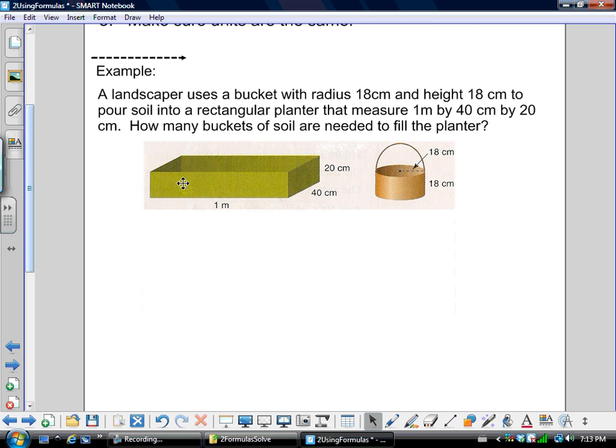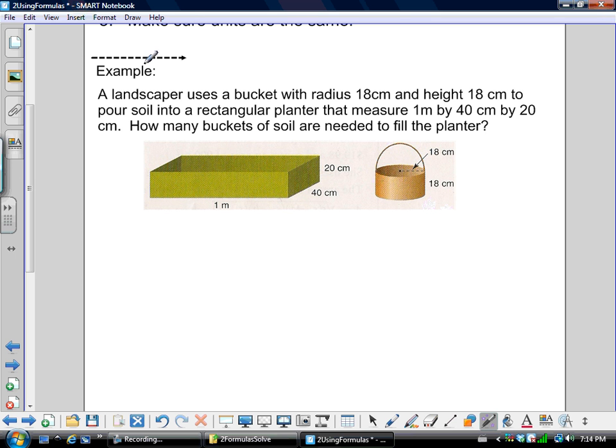So obviously I've got two pictures here. I'm not even going to go to the words. I can see it looks like a rectangular prism of some sort, a box, and I don't know, a pail or something. It's got a handle on it. So now I'm going to read the question.